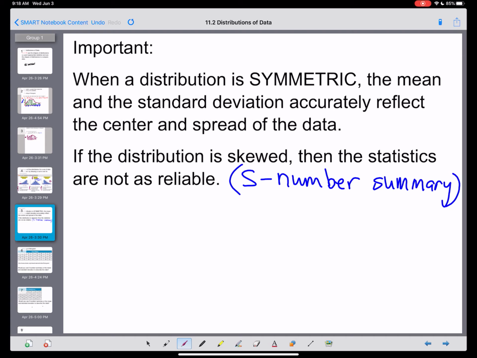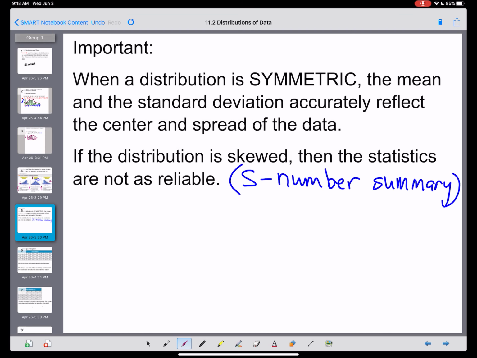When a distribution is symmetric, the mean and standard deviation accurately reflect the center and spread of the data. So this is really, really important. This is the most important thing in this whole presentation. If it's symmetric, we use the mean and standard deviation for center and spread. If the distribution is skewed, it doesn't matter if it's negatively or positively skewed, we use the 5-number summary. So once again, symmetric, we use mean and standard deviation. Skewed, we use 5-number summary.